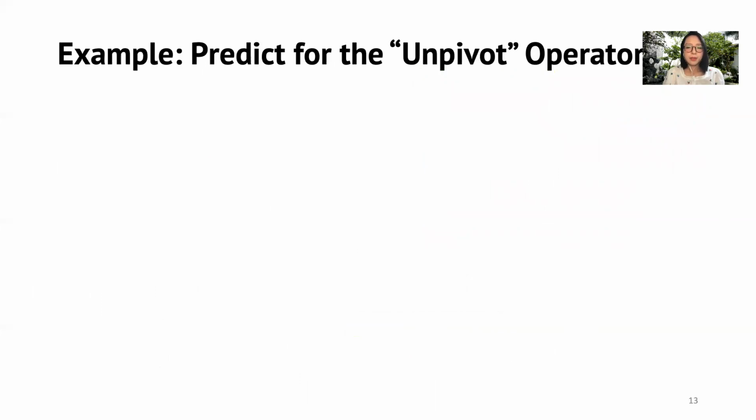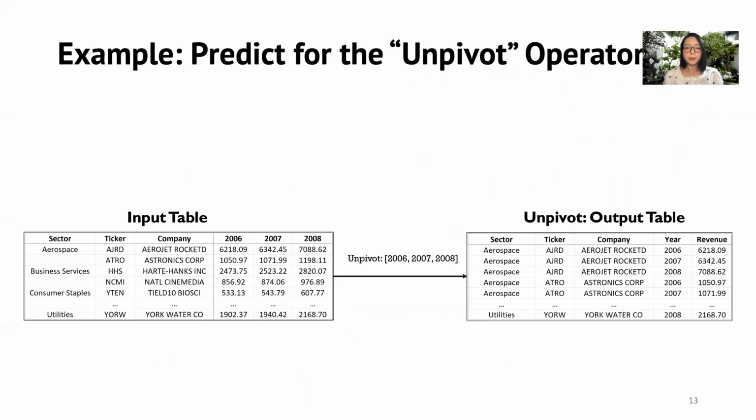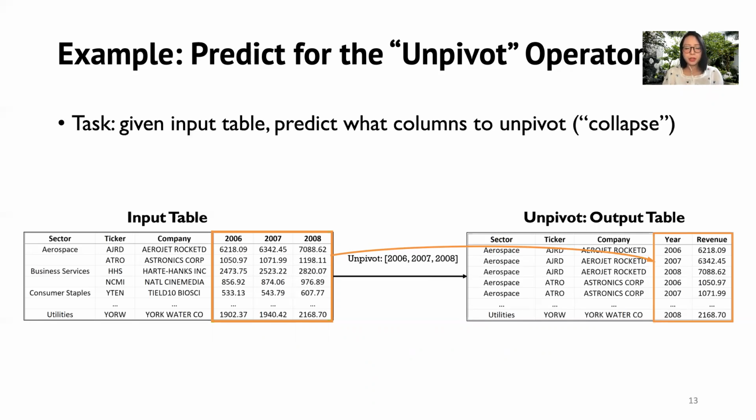Let's look at Unpivot as an example, which is an inverse of pivot. In this example, we have a table as input showing the revenue for year 2006, 7, 8. Assume that we want to unpivot it back to a flat table where all the years are in the same column and the revenue are in another column. The predictive task is to determine which set of columns to unpivot or collapse.